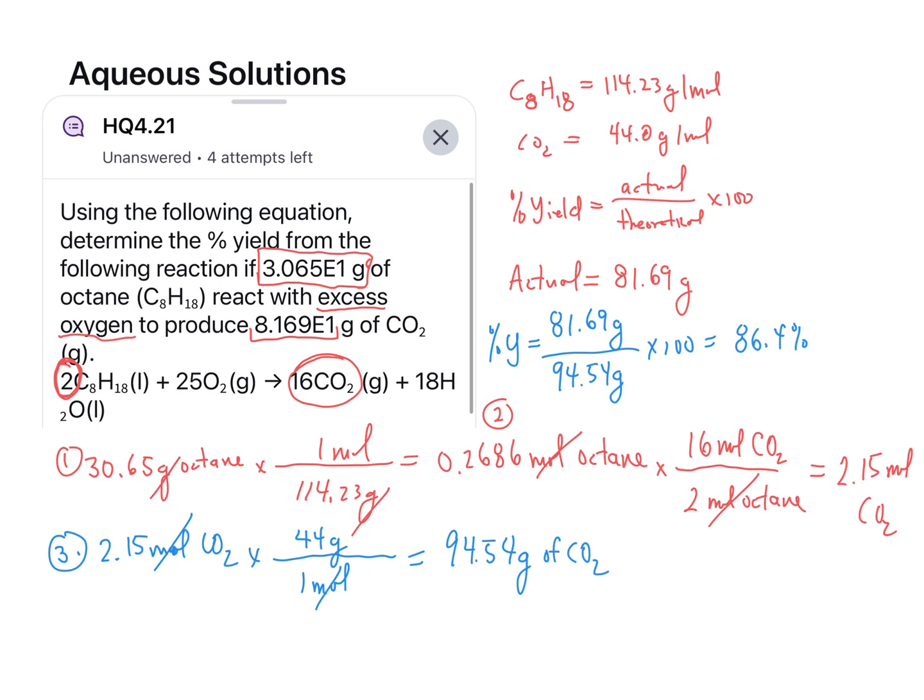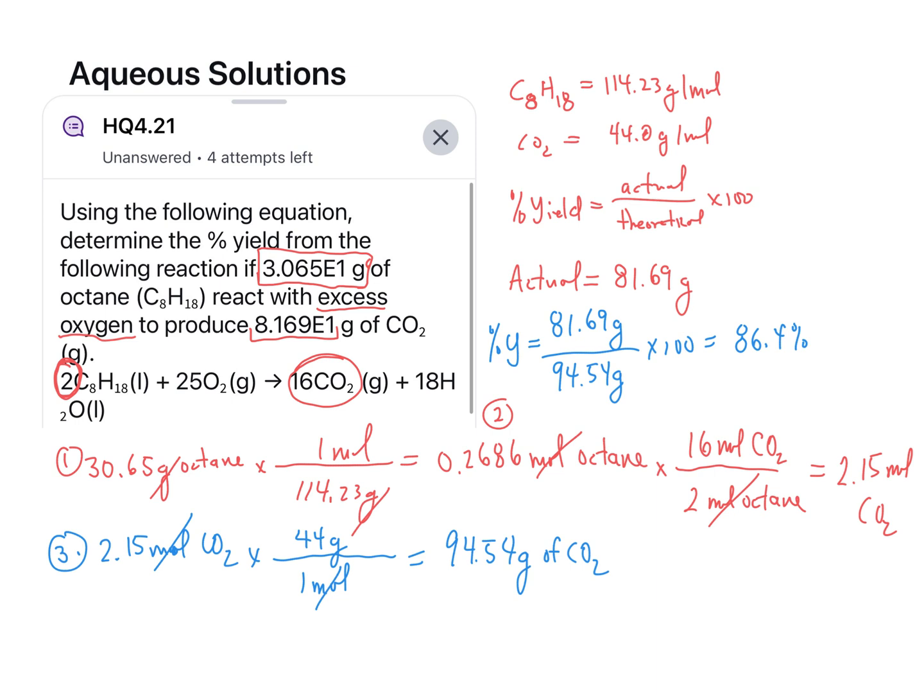All right, again, what makes it kind of time consuming is that we have to go through all the steps to use our initial mass to find our theoretical yield, right? How much carbon dioxide should I make in this reaction? Once we went through all those steps to find how much CO2 we made, then we can find percent yield, because we know when I actually did the experiment, I collected 81.69 grams, even though I was supposed to collect 94.54 grams.